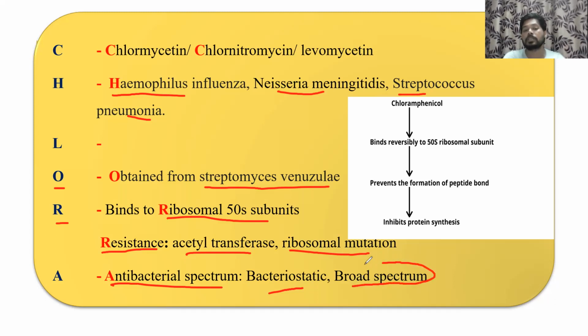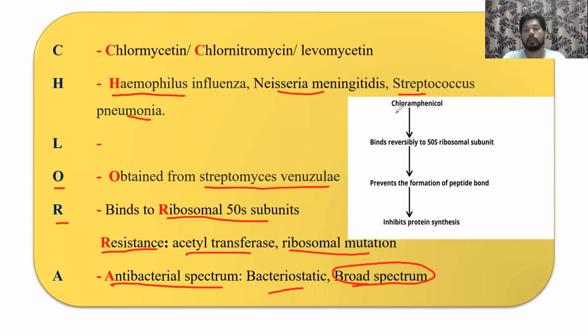Broad spectrum means it can show action on both gram-positive as well as gram-negative organisms. If it is showing action only on gram-negative or gram-positive, then it is narrow spectrum. Since it acts on both, it is called a broad-spectrum antibiotic. That is chloramphenicol. And here, I just mentioned its mechanism of action.